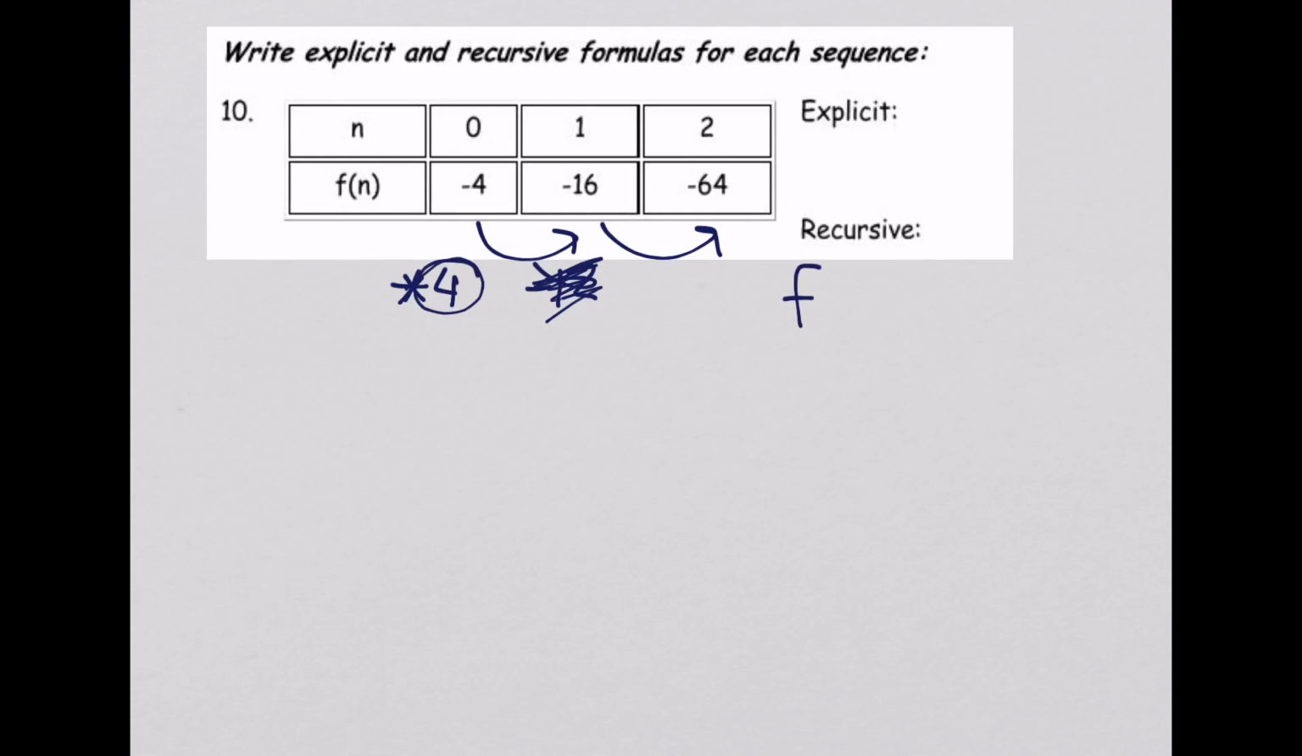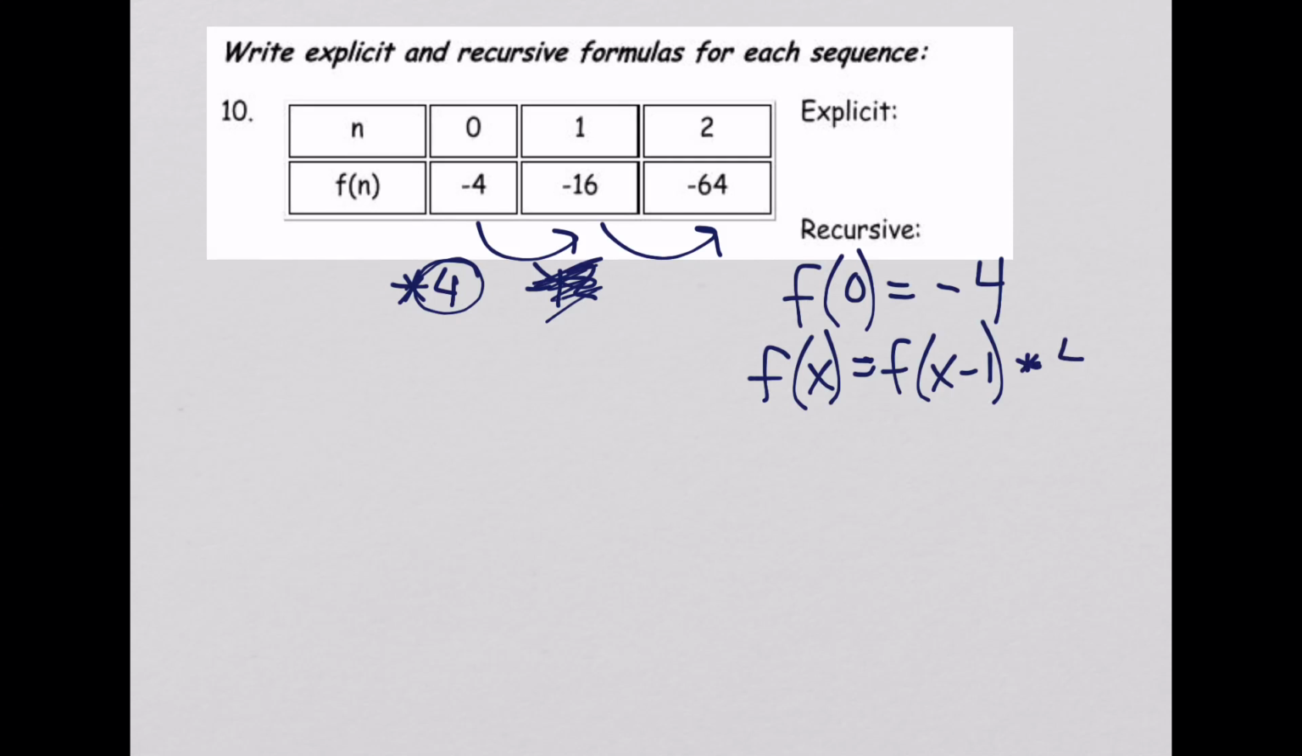I'm going to start off with writing a recursive formula, because that's what we started learning this year. What is my zero term? It is negative 4. In the beginning, there was negative 4. Now, this is the vomit part. f(x) = f(x − 1). That's just the same no matter what your recursive formula looks like. You're always going to have that part. And then we just throw the pattern on the end, which was to be multiplied by 4. And that's your recursive formula.